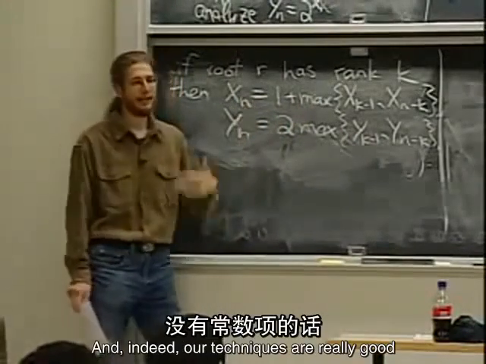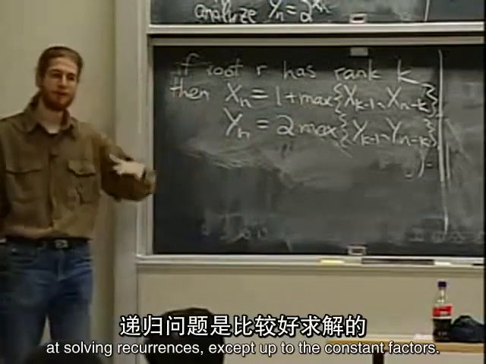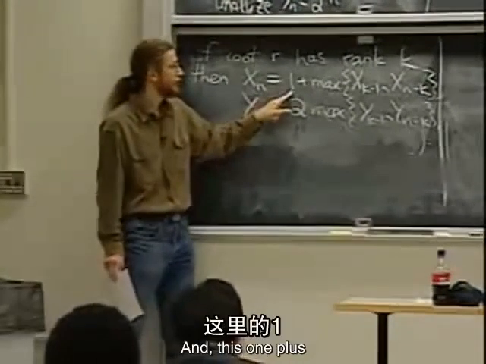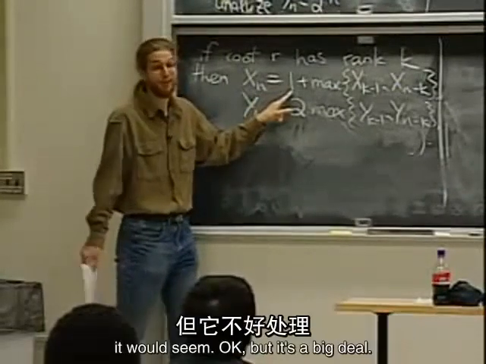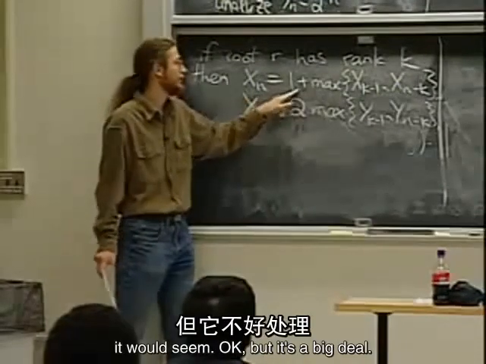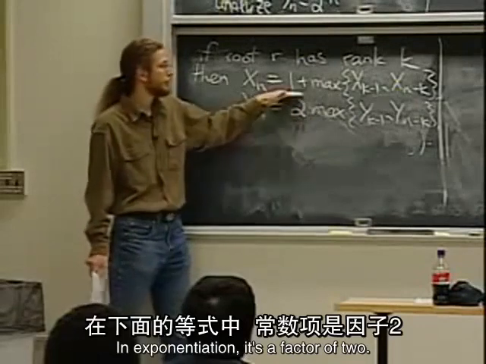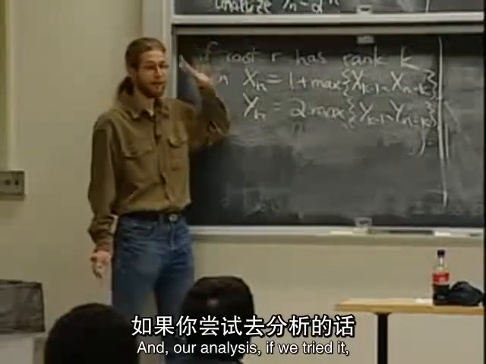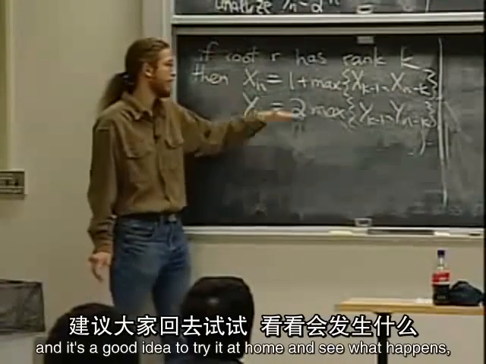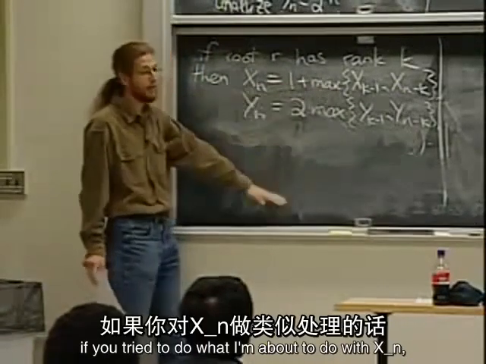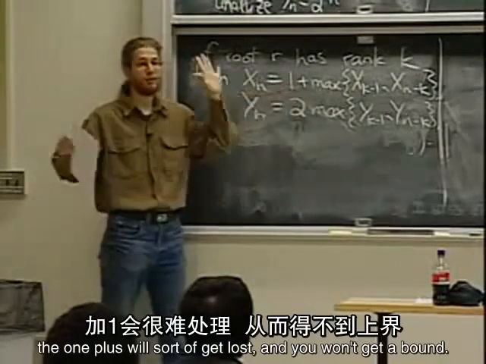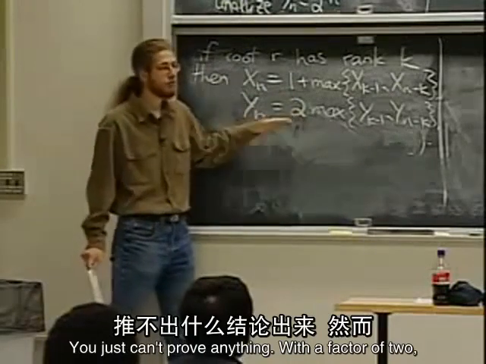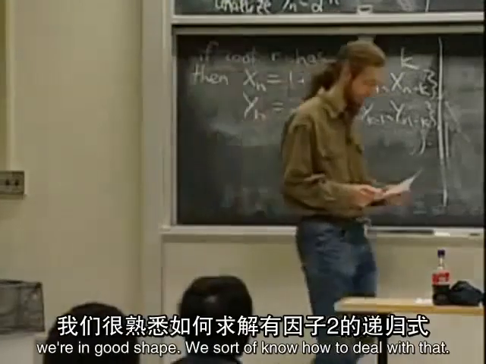And indeed, our techniques are really good at solving recurrences, except up to the constant factors. And this 1 plus really doesn't affect the constant factor too much, it would seem. But it's a big deal. In exponentiation, it's a factor of 2. So here, it's really hard to see what this 1 plus is doing. And our analysis, if we tried it, and it's a good idea to try it at home, see what happens. If you tried to do what I'm about to do with xn, the 1 plus will sort of get lost, and you won't get a bound. Just can't prove anything. With a factor of 2, we're in good shape. We sort of know how to deal with that.